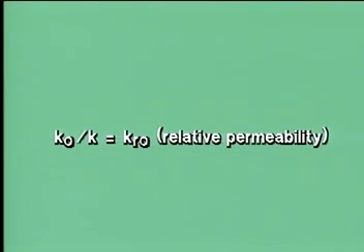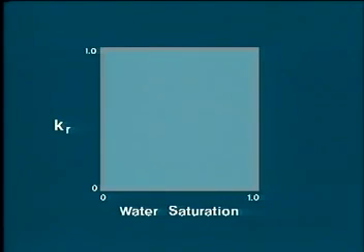The value of relative permeability of, say, oil depends on the relative saturation of oil and water in the rock core sample during the laboratory flow test. It is convenient to show this relationship by plotting relative permeability on the vertical axis of our graph and water saturation on the horizontal. The range of each is from 0 to 1.